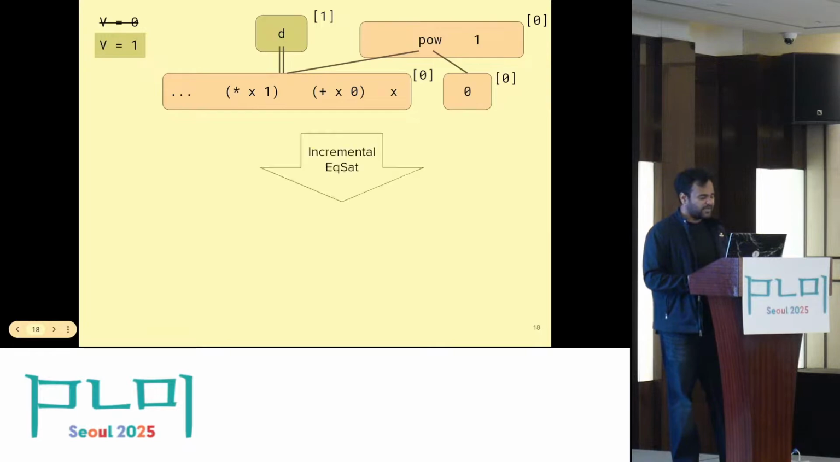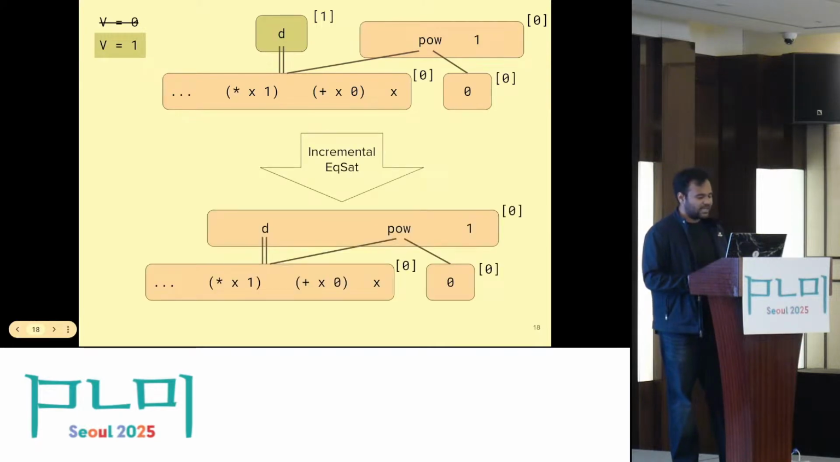And when we do incremental EqSat, the algorithm only applies rewrites to the part of the E-graph that is new. And at the end, we obtain something like this. No more rewrites can be applied at this point, since there are no E-classes left with the latest version.